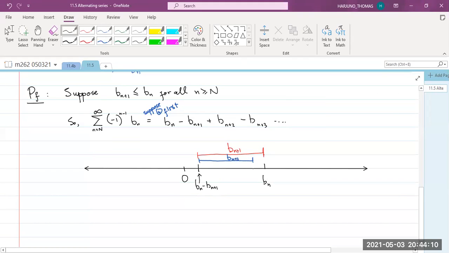Now this point here will be b sub n minus b sub n plus 1 plus b sub n plus 2. So you will end up with the following situation. From 0, you add b sub n, you become here. You subtract by b sub n plus 1 and go this way, and then add, subtract, add, subtract. The more terms you take, the smaller the interval it can move. Eventually, it goes down to 0.